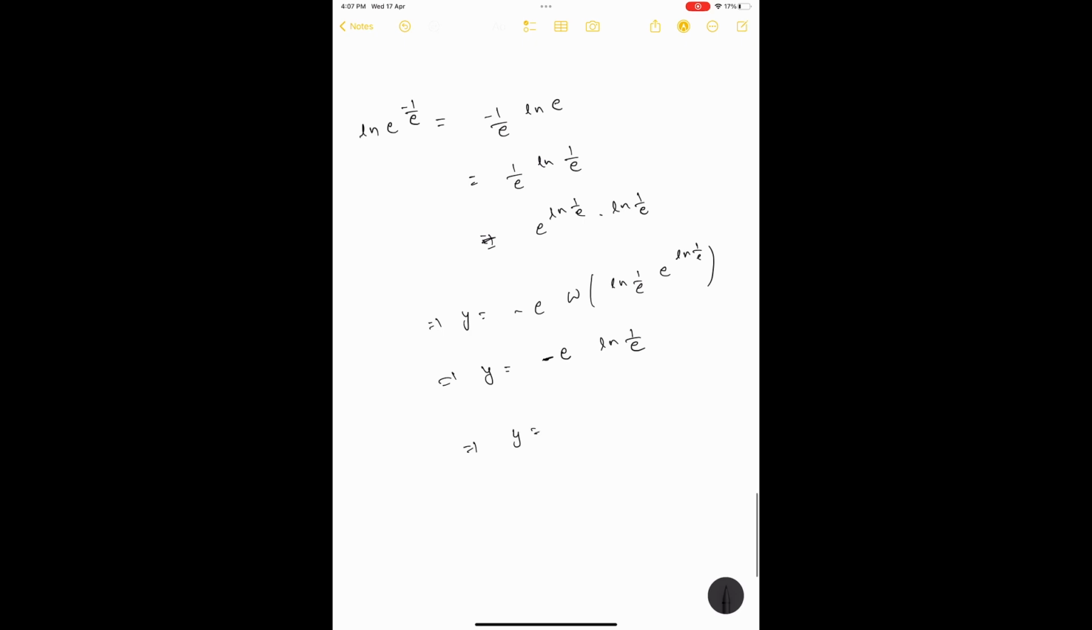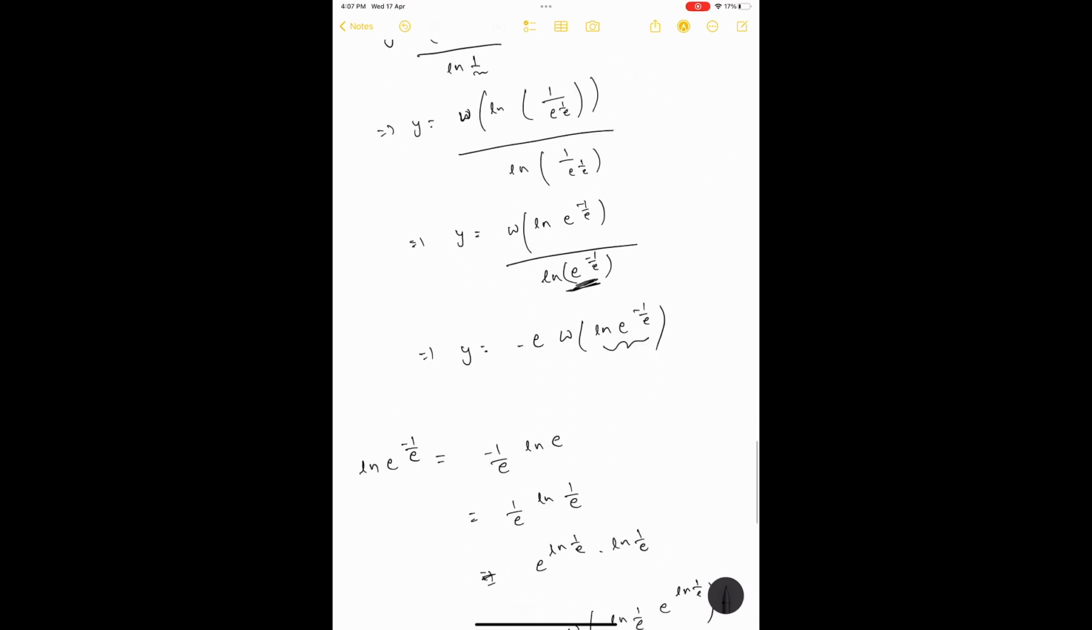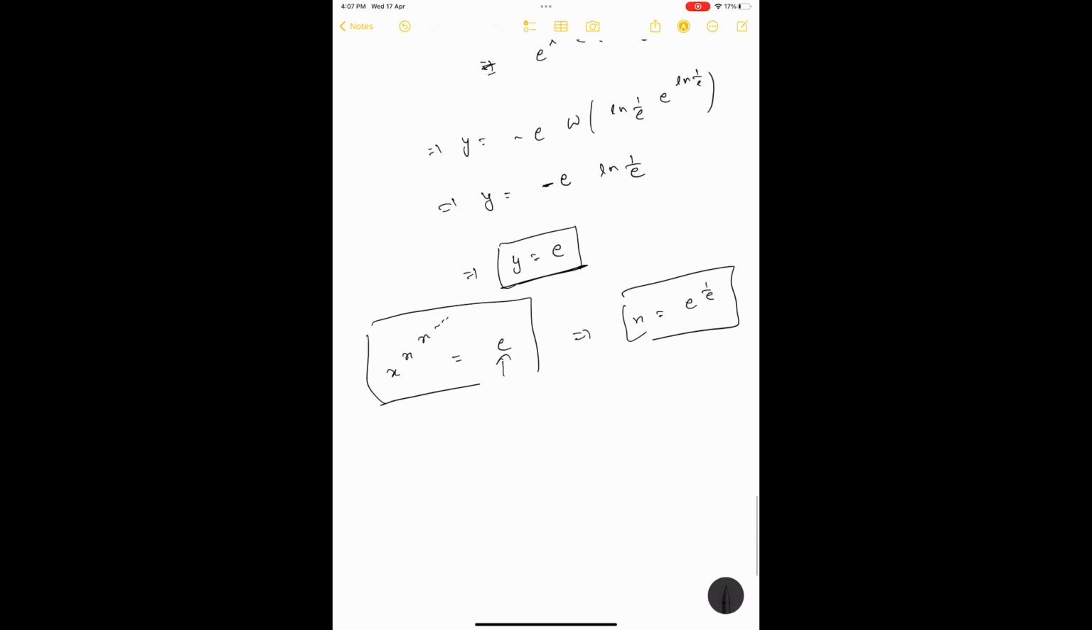So the maximum value of y which we can get in this equation, x raised to the power x raised to the power x and so on, is e. Okay, from this we get x equals e to the power 1 by e. We cannot substitute anything greater than e to the power 1 by e into this equation, otherwise we are not going to get any y value. Okay, so there is not any paradox.